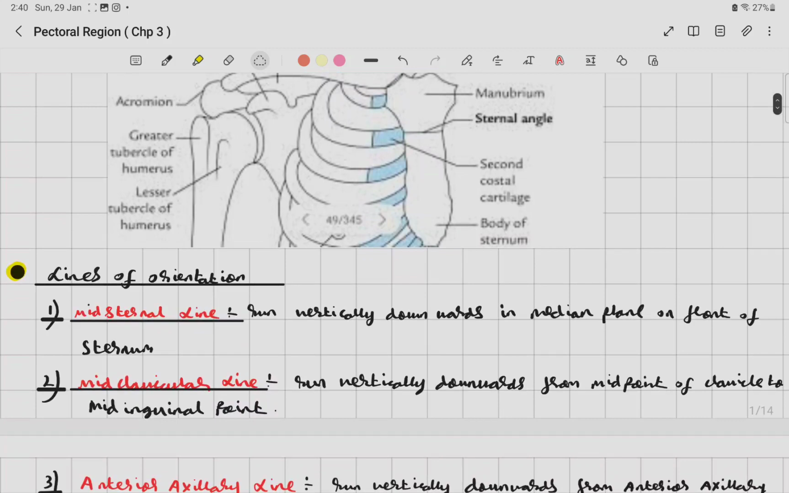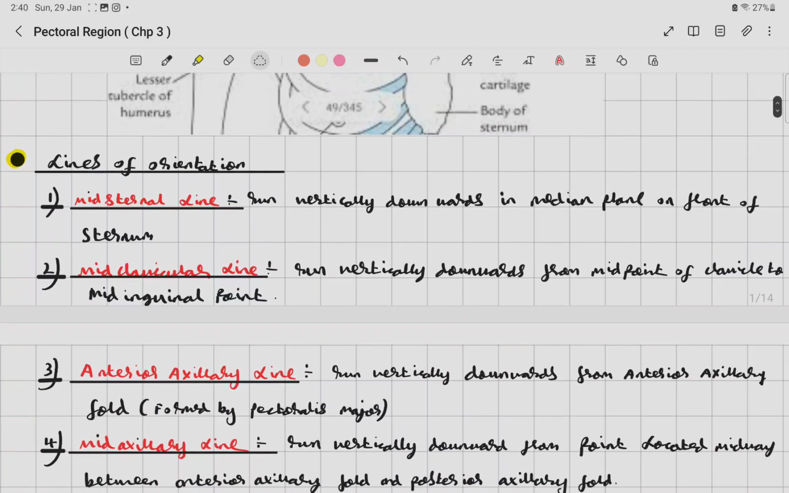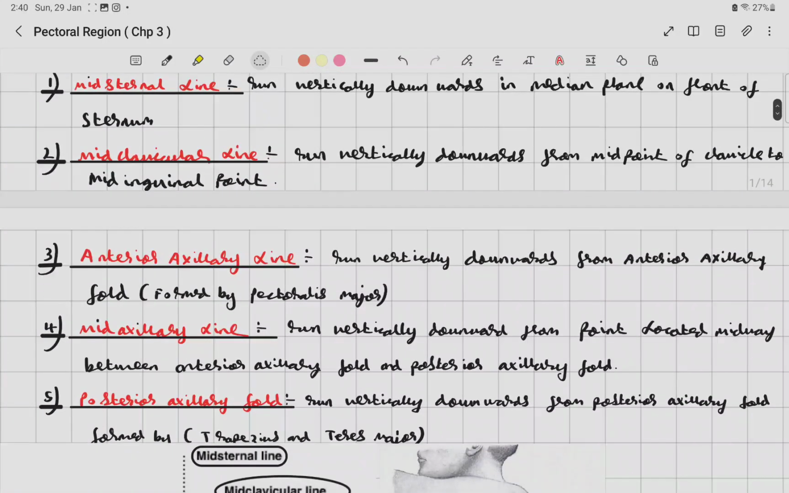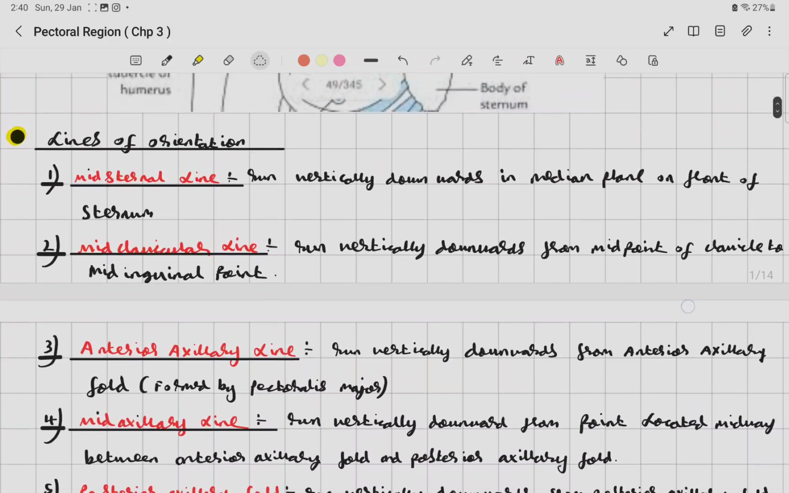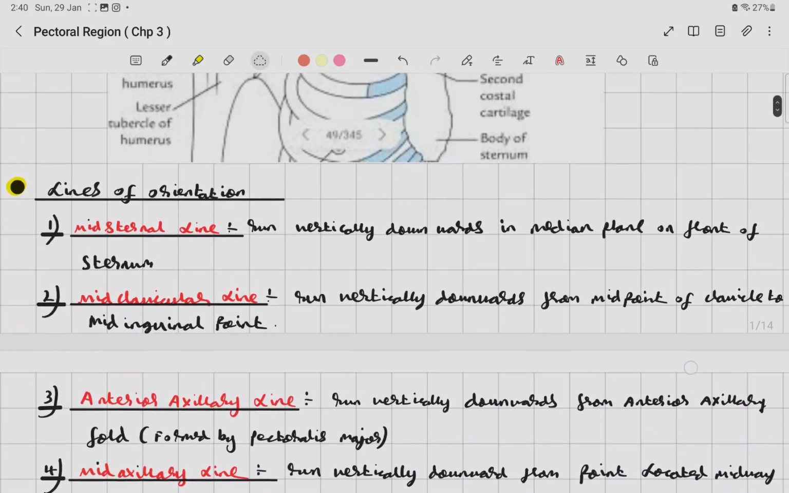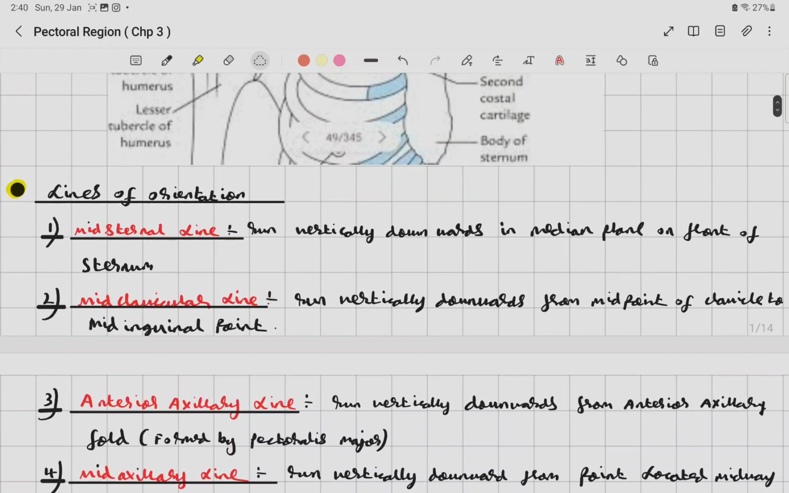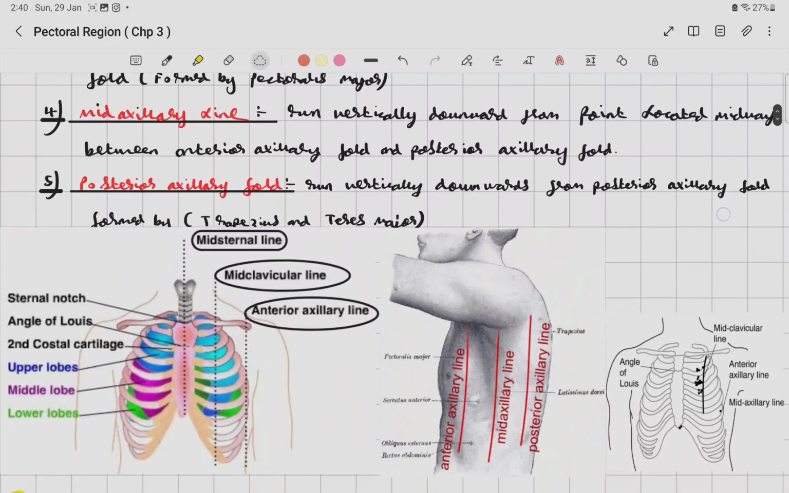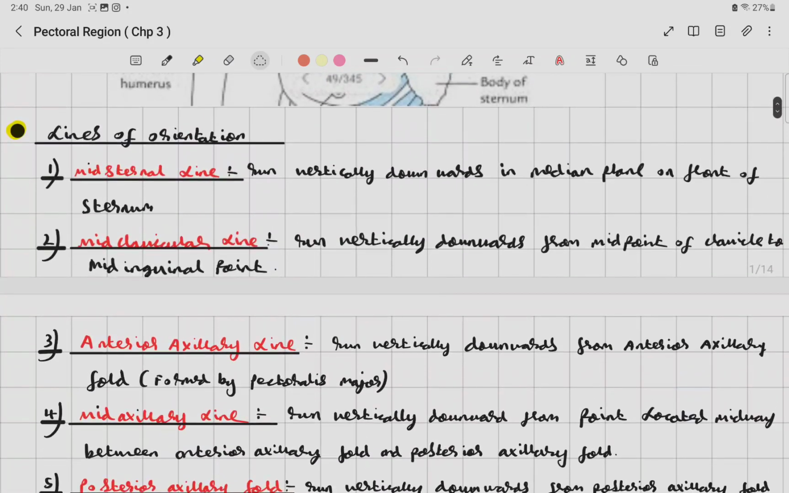Next, lines of orientation: mid-sternal line, mid-clavicular line, anterior axillary line, mid-axillary line, and posterior axillary line. These are the 5 lines of orientation. The mid-sternal line runs vertically downwards in the median plane on the front of the sternum, as you can see in this diagram.